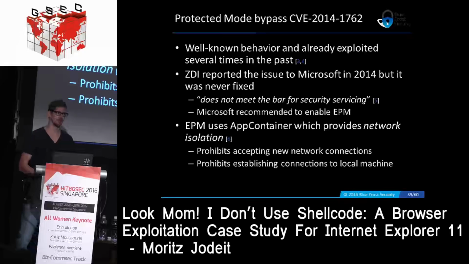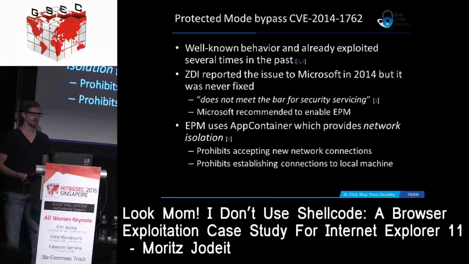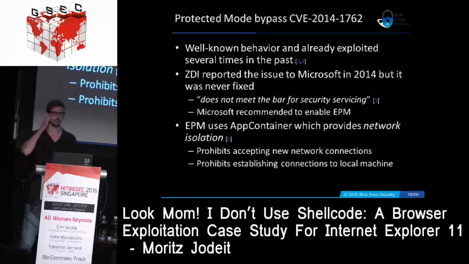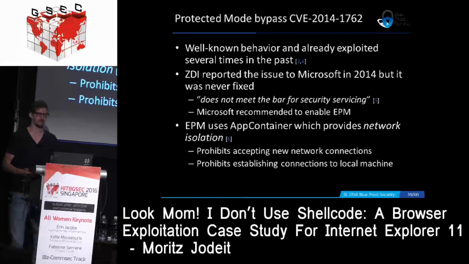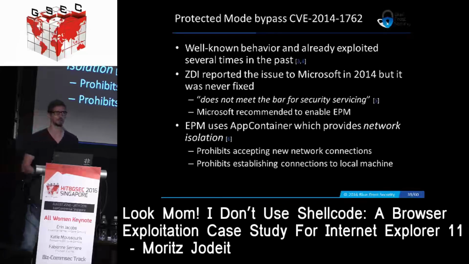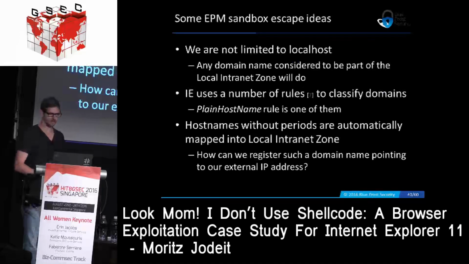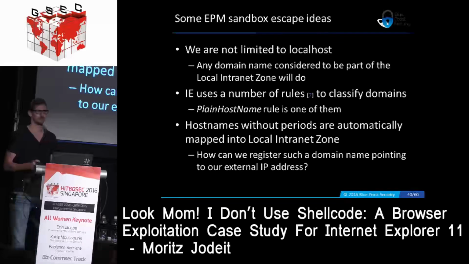So why does EPM protect against that? EPM is based on AppContainer, and AppContainer uses the concept of network isolation. Network isolation basically prevents a sandbox process from receiving new network connections, and it should also prevent the sandbox process from establishing new connections to the local machine. So we were thinking about that, and in general, we are not restricted to localhost. All we want is a domain name which is considered to be part of the local intranet zone. It doesn't have to be localhost.